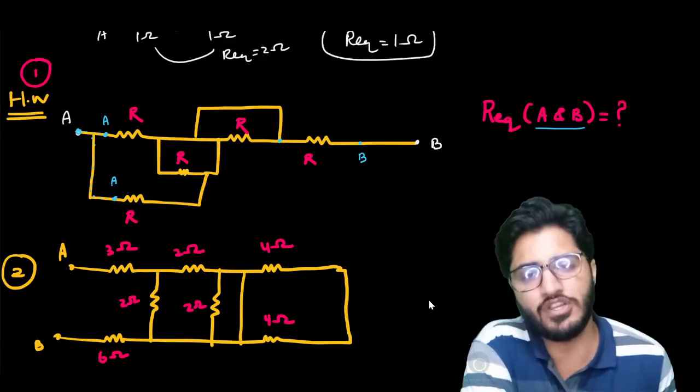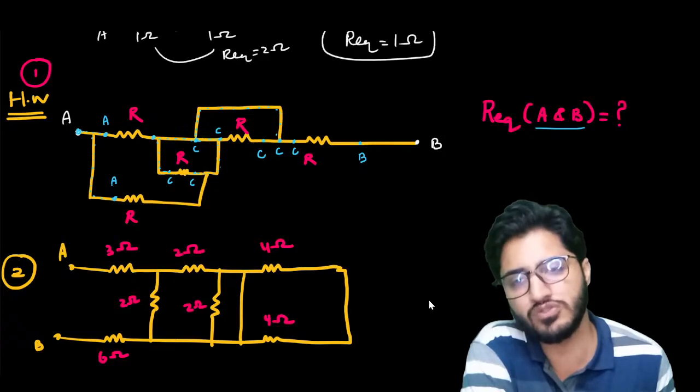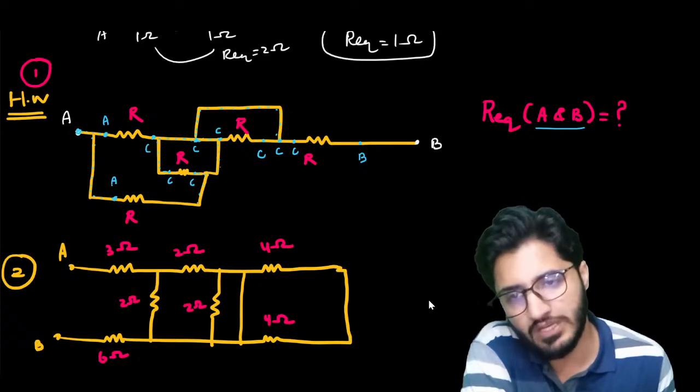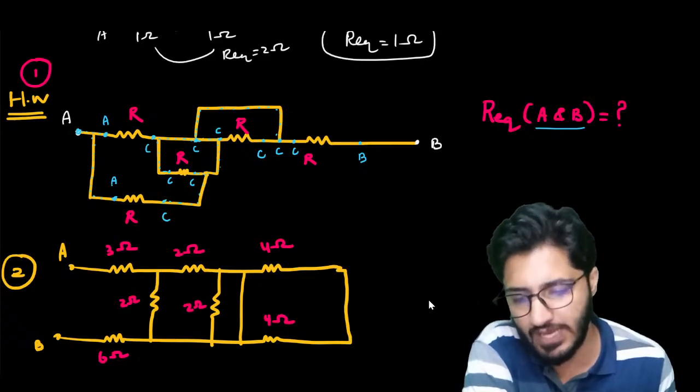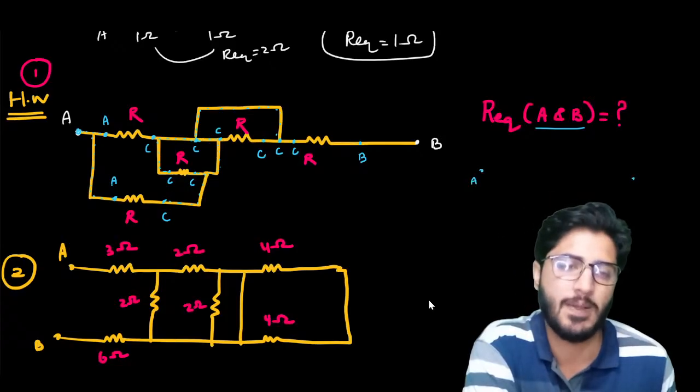Let us suppose this point is C. No potential drop, so this is C. You can go now in a wire with no potential drop, so the potential here will be C, here is C, and here would also be C. So how many points do we have? Sir, we have 3 points: A, B, C. So I will make A point here, B point here, C point here.